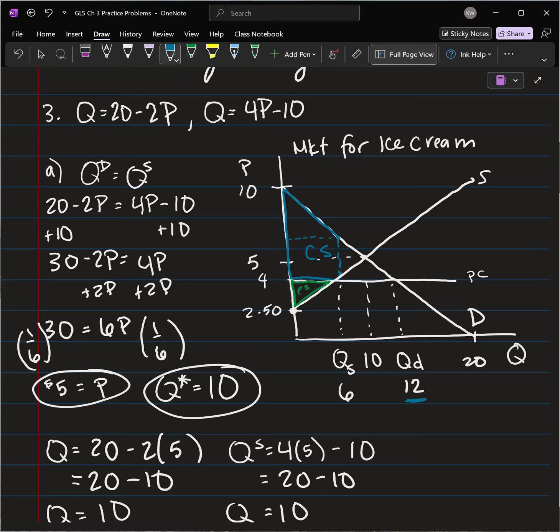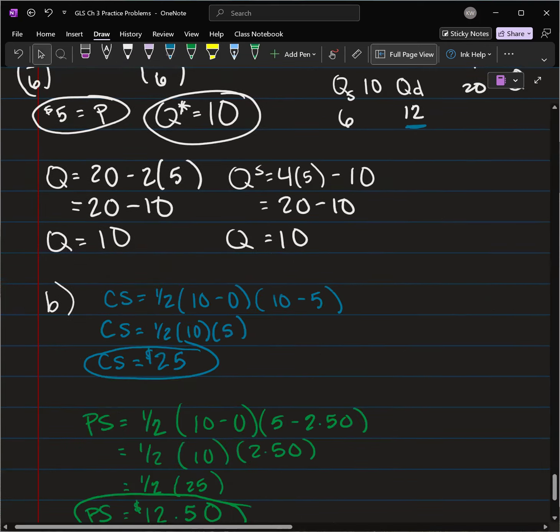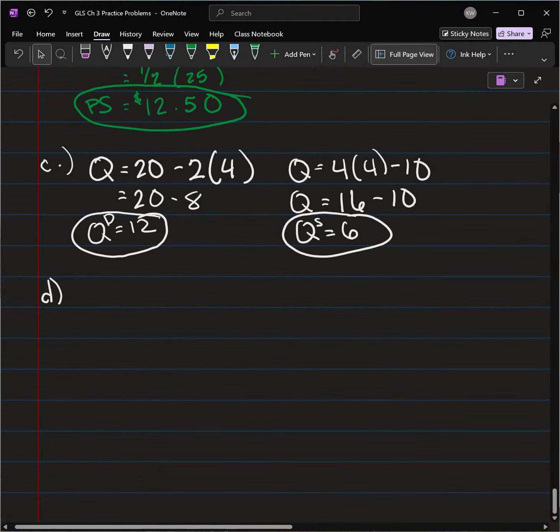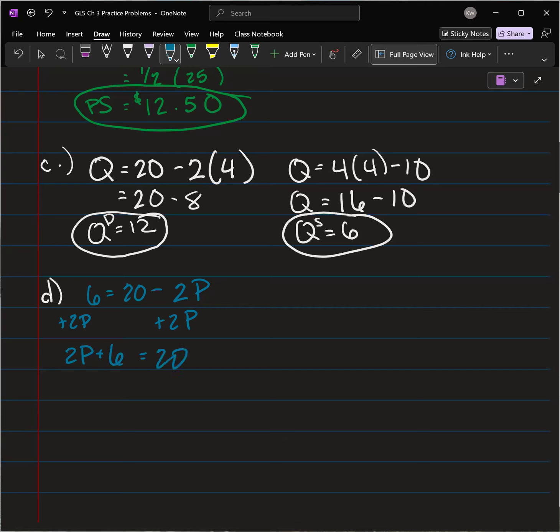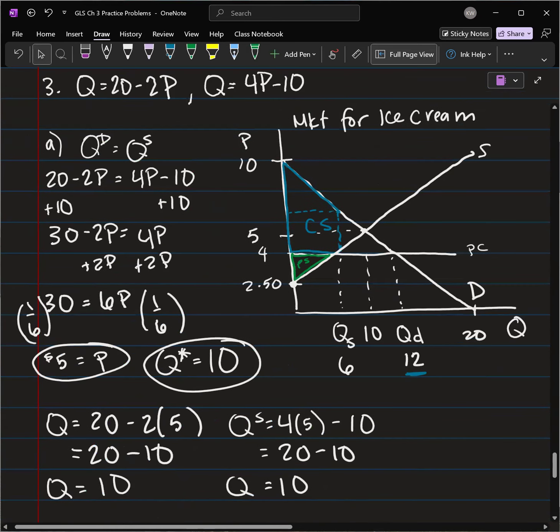To start with consumer surplus, we want to find the price at which consumers demand only 6 pints of ice cream. So we're going to substitute that value into our demand equation. So we will have 6 equal to 20 minus 2 times the price, and solve for that price. So we're going to add to both sides 2 times the price. That gives us 2 times the price plus 6 equal to 20. Then we're going to subtract 6 from both sides. That gives us 2 times the price equal to 14. And divide both sides by 2. We get a price of $7. So we can add that into our graph here.